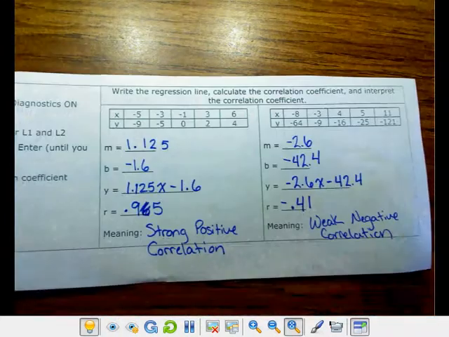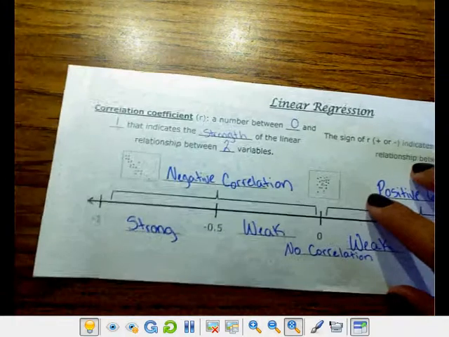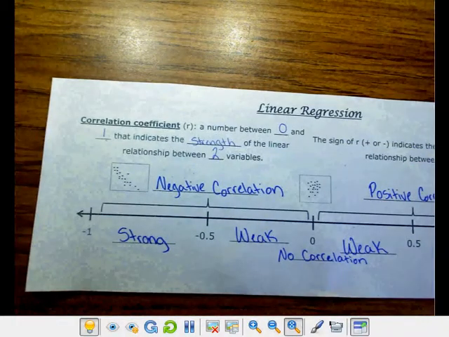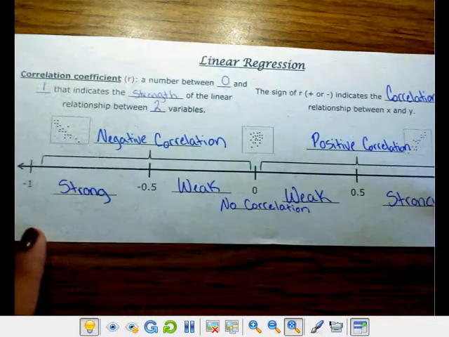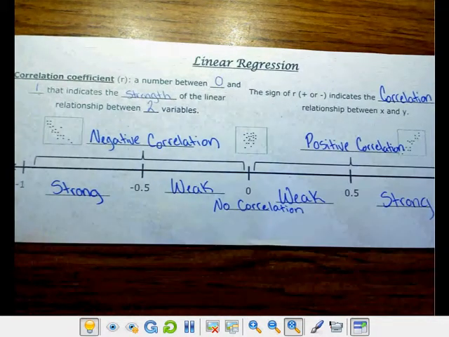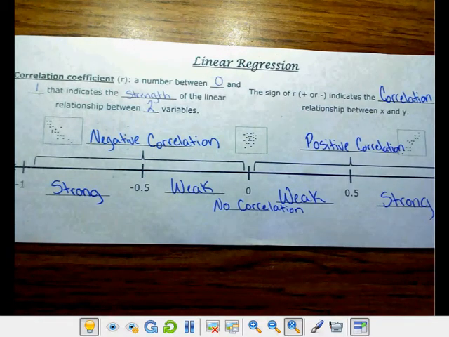So are there any questions? So quick review, what does the R mean? Correlation coefficient. What does that number tell me? If it's strong or weak, and also positive or negative. Excellent. All right.